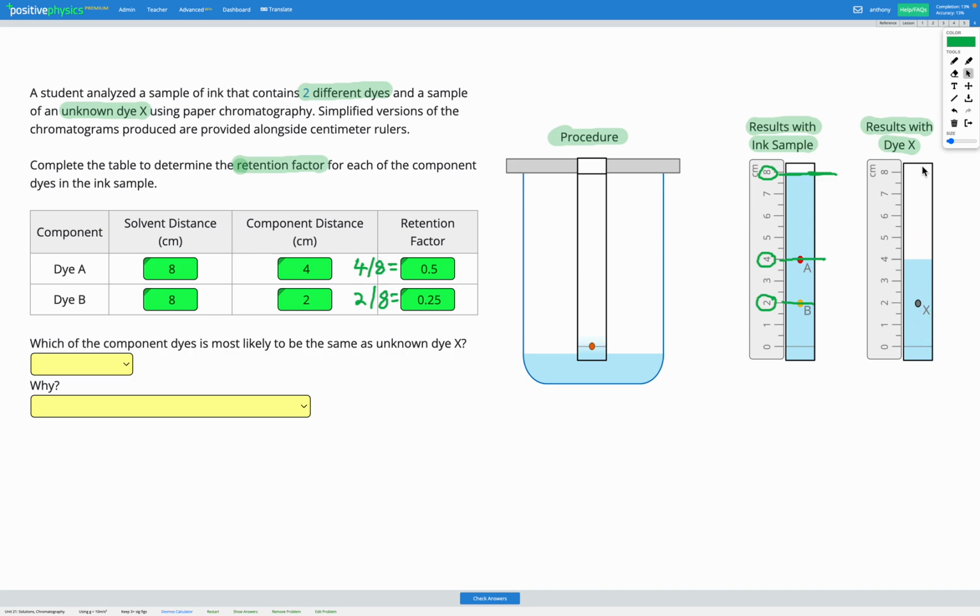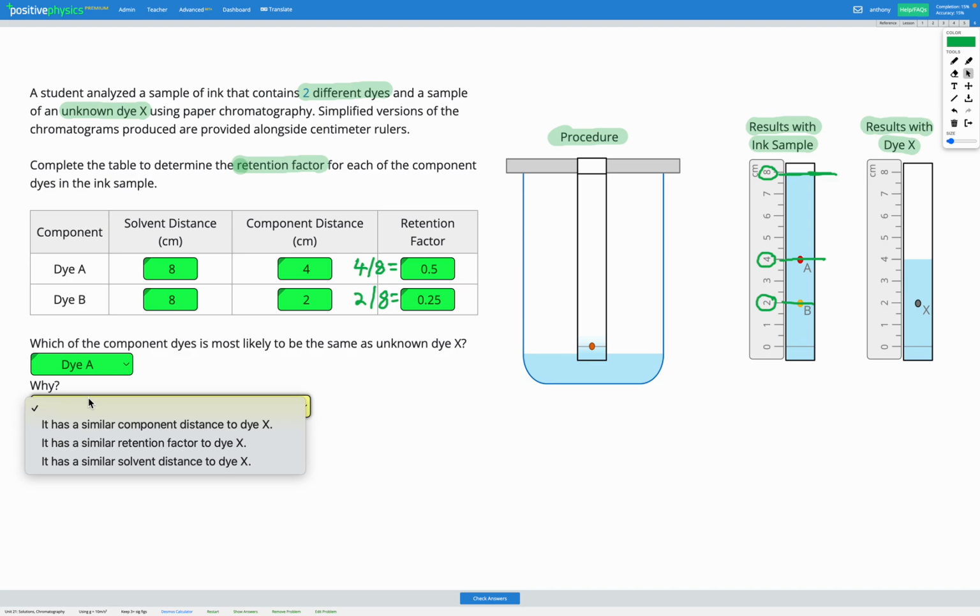The solvent distance for dye X in this particular experiment was only 4 centimeters. So if we think about the retention factor for dye X, it only went halfway up the solvent distance. So for X, the retention factor is going to be about half. And the retention factor is what determines which dye it is. So since our retention factor for X is about half, and dye A's retention factor is about half, dye X is most likely to be dye A. So our answer is dye A.